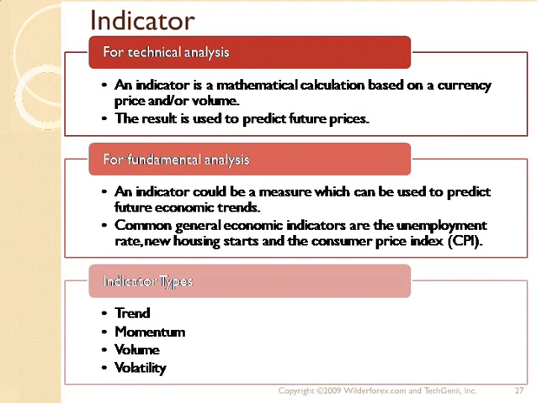What is an indicator? For technical analysis, an indicator is a mathematical calculation based on a currency price and/or volume. The result is used to predict future prices. For fundamental analysis, an indicator could be a measure which can be used to predict future economic trends. Common general economic indicators are the unemployment rate, new housing starts, and the Consumer Price Index or CPI. There are four indicator types: trend, momentum, volume, and volatility.